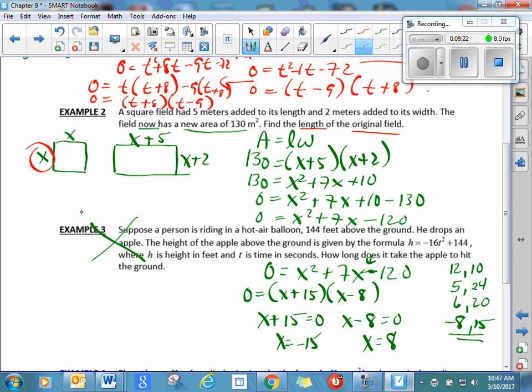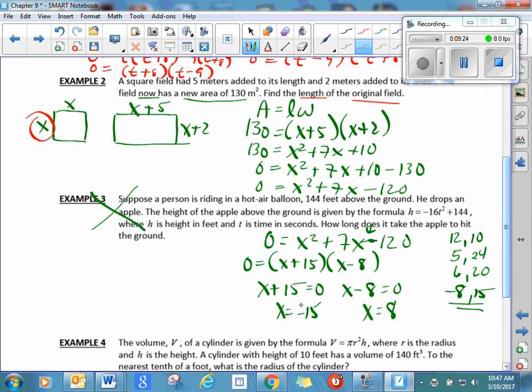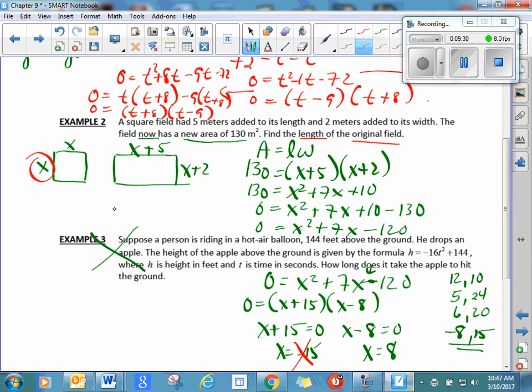And, of course, we can't have a negative length. So once again, we throw out the mathematical answer that doesn't work in our word problem, and we answer the question that the original length was 8 meters. And that's the answer to the question. All right, we'll come back and do a couple more.